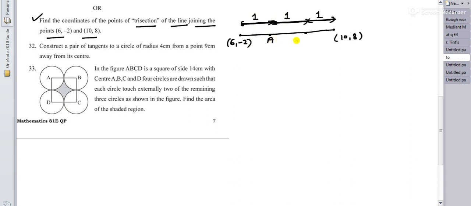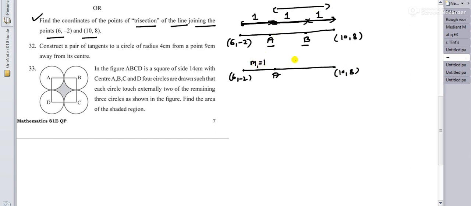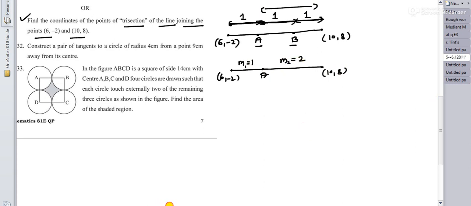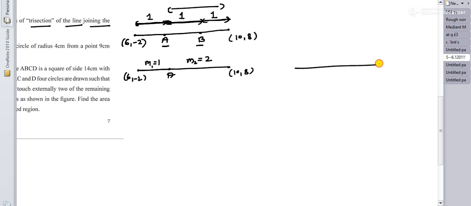So you have to find the points. If I name this as A and this as B, you have to find A as well as B. So how are you going to do that? While taking A, just listen, this will be 6 comma minus 2, A will be here, and this is 10 comma 8. This will be taken as M1, that is 1, and this total is taken as 2, so M2 is 2. Understood?